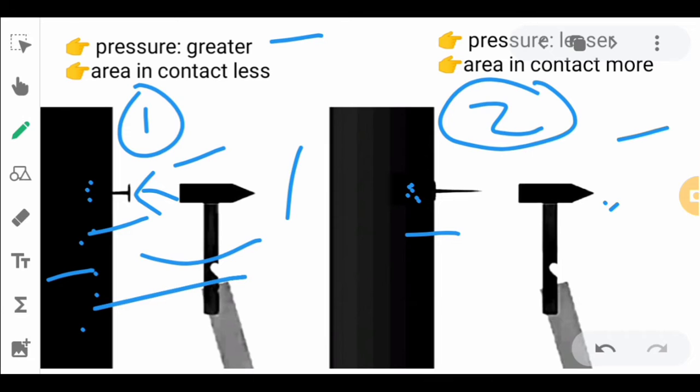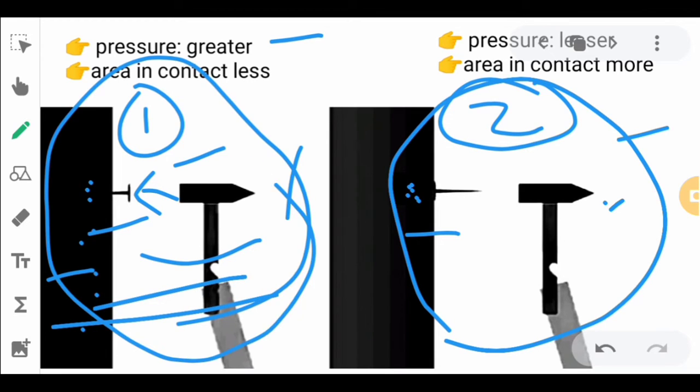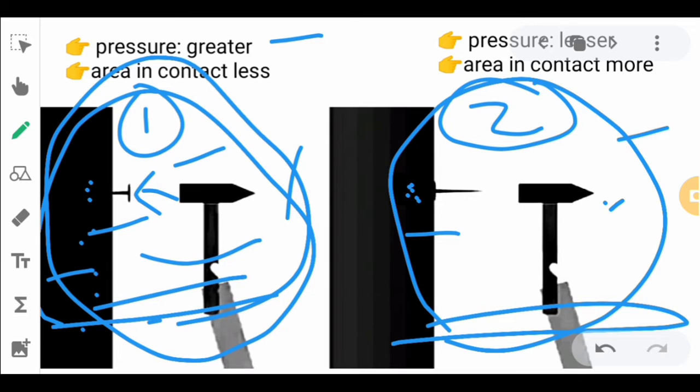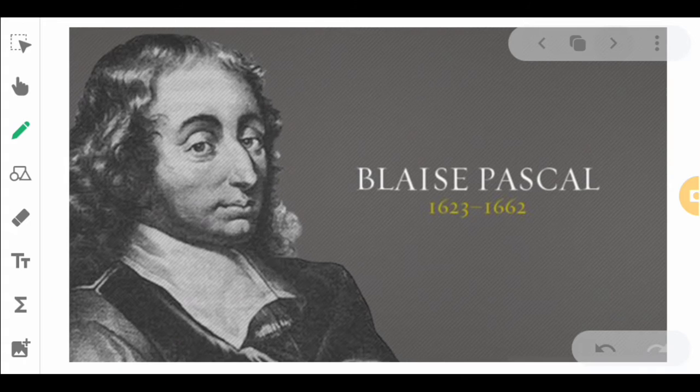And therefore, if there is a lesser pressure, the work is harder to do compared to the first one. With the pointed side, you can easily pierce the wall with the nail because the pressure is greater. The name Pascal, with the unit Pa, is named after the French mathematician and physicist Blaise Pascal in honor of his works and contributions in physics.